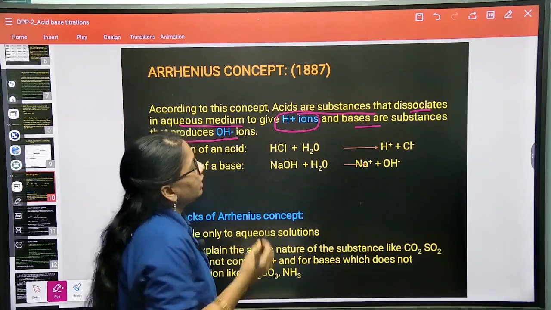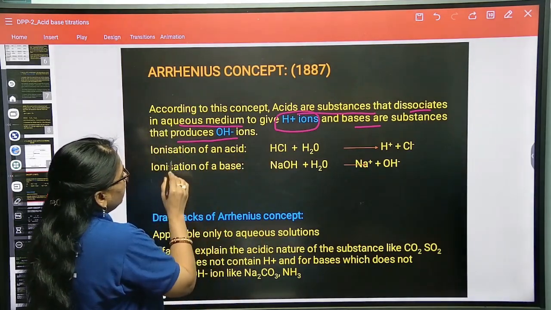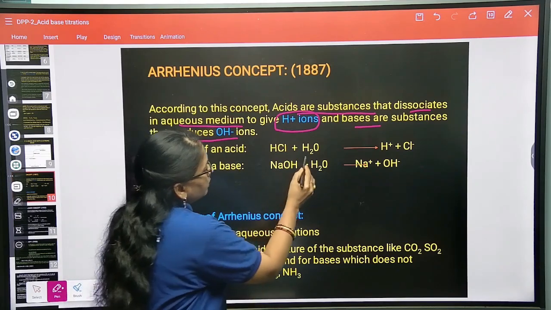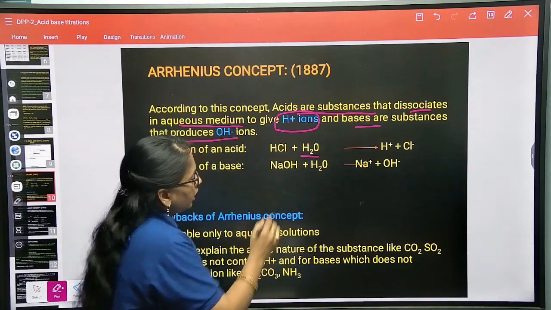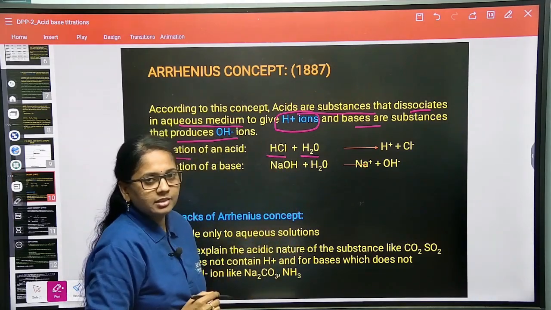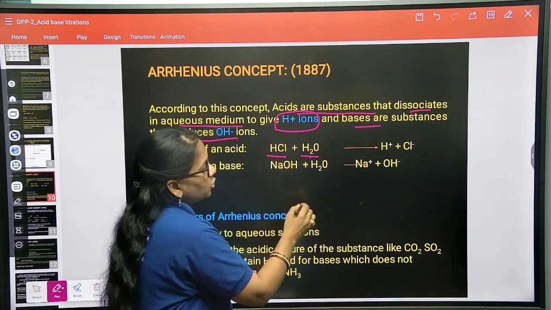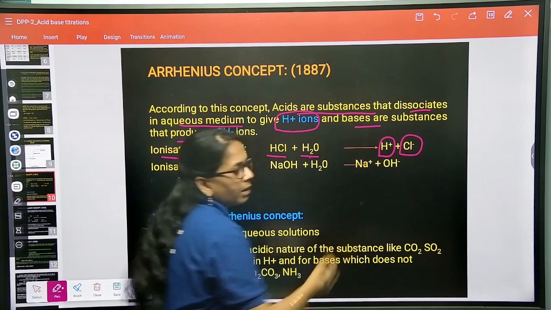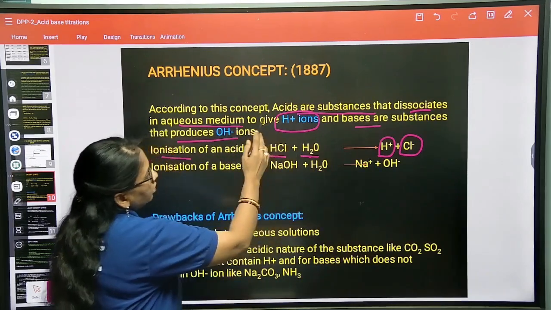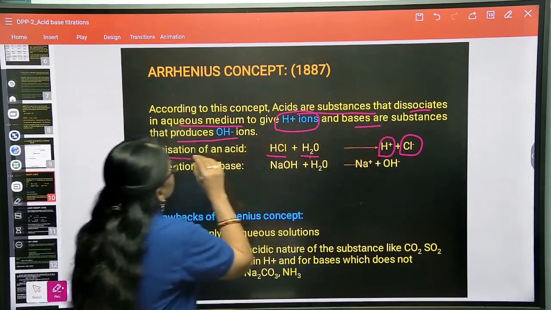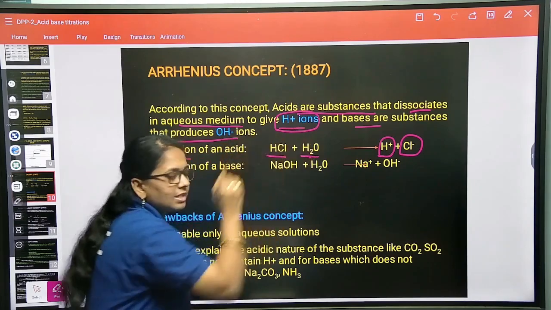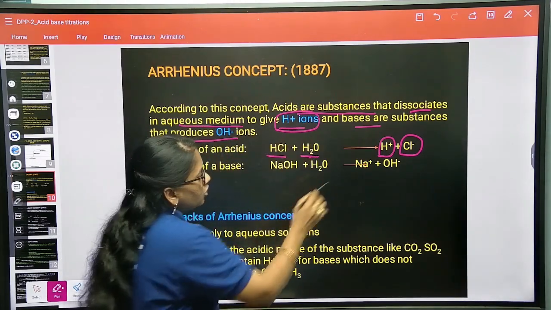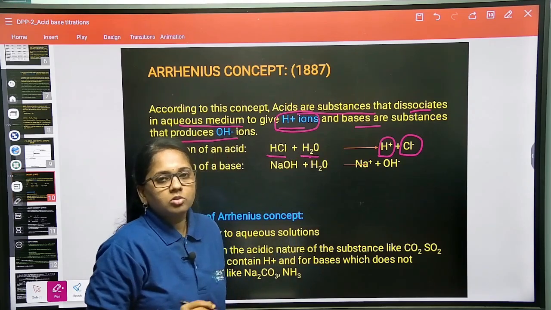For this Arrhenius theory, they have given examples like the ionization of an acid, which takes place in presence of the water. If you take the example of hydrochloric acid, in presence of the aqueous medium H2O, it is going to ionize into H plus ions as well as Cl minus ions. So according to the definition, it dissociates in the aqueous medium to give the H plus ions. That means what is an acid according to Arrhenius theory? One which donates the H plus ions is called an acid.